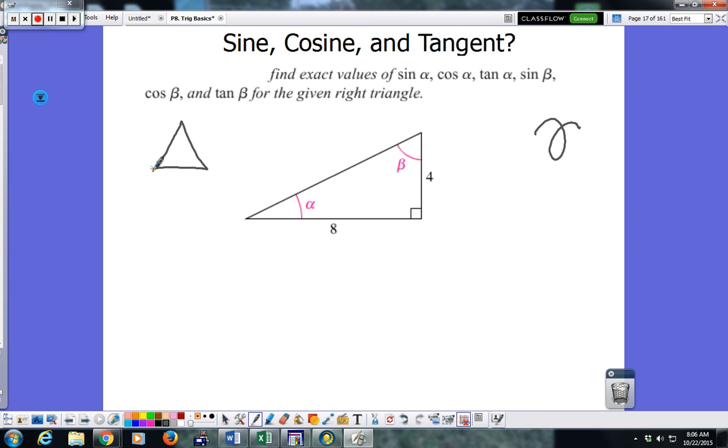But anyway, alpha, beta, it says sine, cosine, tangent. Find the exact values of sine alpha, cosine alpha, tangent alpha, sine beta. So this is just our basic trig here. Sine is the ratio of opposite over hypotenuse. And if you always want to start out with SOHCAHTOA, just so you can remember. To find the sine of alpha, sine is the ratio of opposite to hypotenuse. So we find alpha, and we find the opposite side and the hypotenuse.